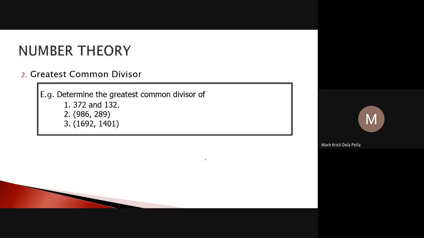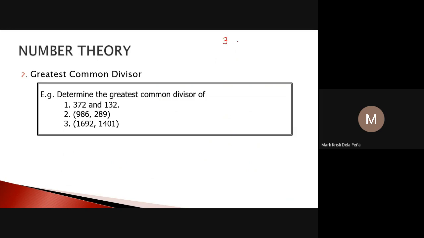Next, determine the greatest common divisor of 372 and 132. So we'll follow the Euclidean algorithm. That's A equals Q times B plus R. So 372 will start here.